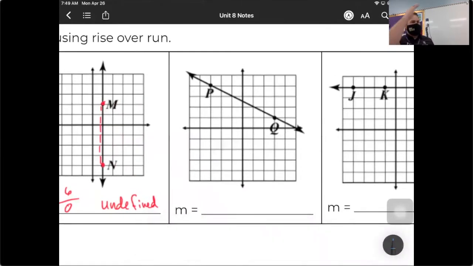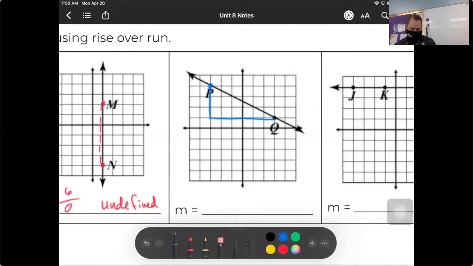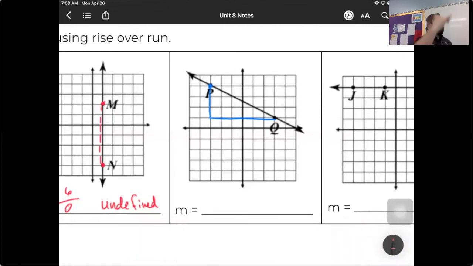Okay, but from P to Q, there's a slant to it, so I can do a right triangle. I'm going to start with P. I'm going to drop down and then go to the right. So what is my rise from P down to Q? -3. Good. We count down 1, 2, 3. So that's a -3 because we're moving down. But then we still go to the right. 1, 2, 3, 4, 5, 6. That's still a positive.